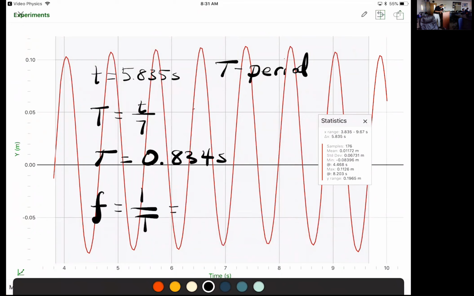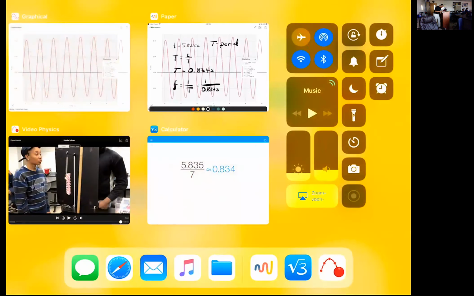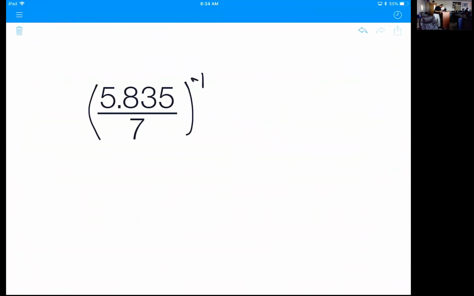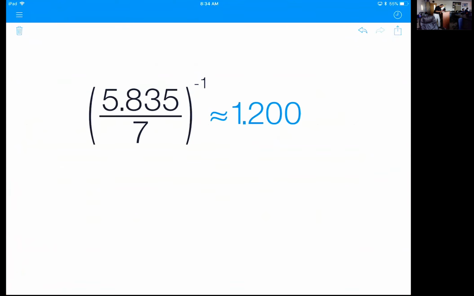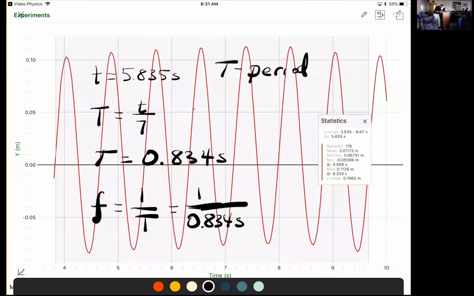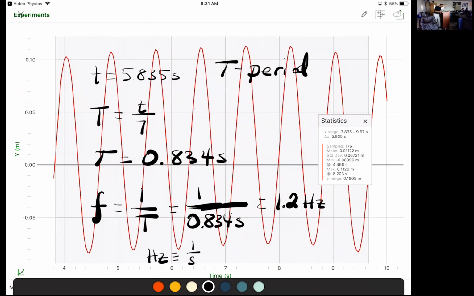So that means that the frequency is what? 1 divided by 0.834 seconds. You guys see that? So that's just the reciprocal of this. So that's 1.2 seconds. Not 1.2 seconds. How do we measure frequency? What are the units of frequency? That's correct, hertz. And remember that a hertz is identical to 1 over a second.